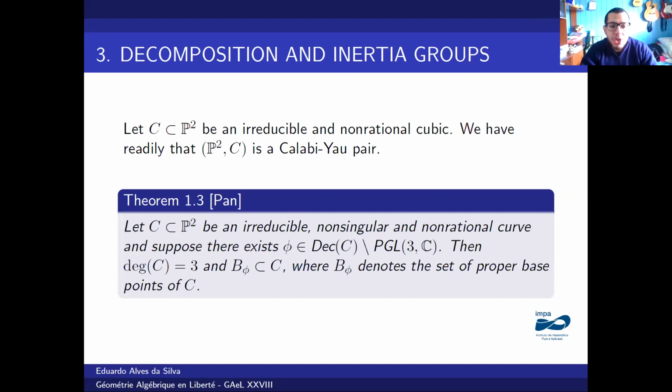Note that this result is really similar to that result of Pan, which says that if we have an irreducible and non-singular curve of degree greater than 3, then every Cremona transformation which preserves that curve will be a linear automorphism. Then these results are extremely related.